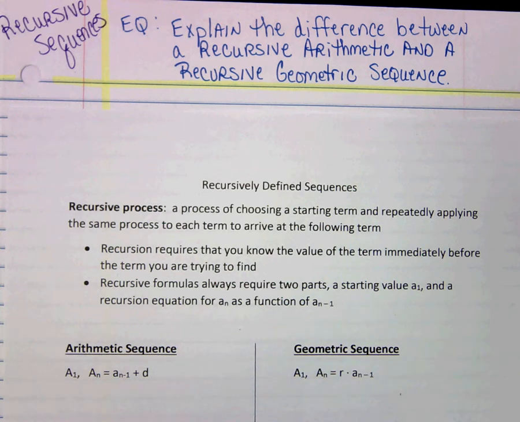Okay, in this lesson we're going to look at recursive sequences and look at how to write the recursive rule. Please take a minute to set up your notebook and then restart the video.